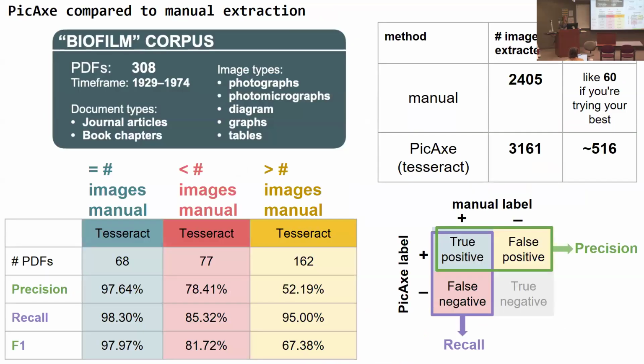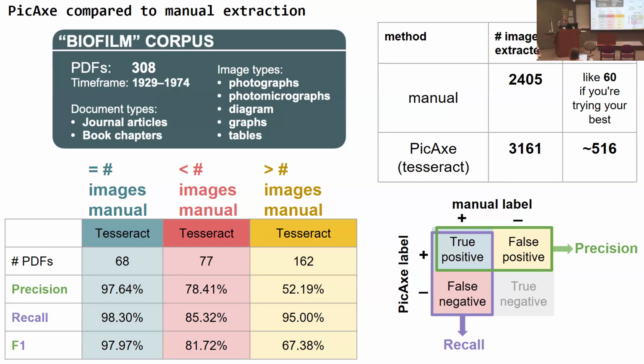Cool. So I'll show you some results. We have tested the tool on multiple corpora that had anywhere from 300 to 400 PDFs in it, which produced somewhere from 2,500 images to maybe 4,000 images, but this is just one corpus that we're going to look at today. There are 308 publications in that corpus. The year range was 1929 to 1974. The document types were journal articles and book chapters. And then the image types within those included photographs, photomicrographs. If you're not a microbiologist, that's just a photograph made with the aid of a microscope. Diagrams, graphs, and tables.